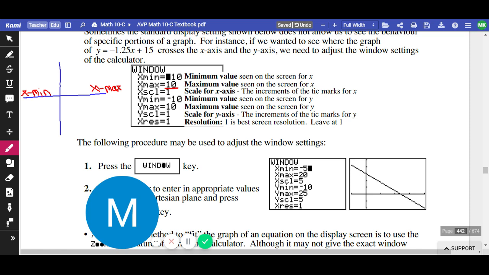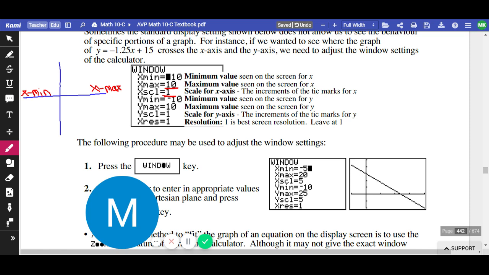Awesome. Your next thing is called X scale. That's just what you're counting by. So you noticed on your graph there's probably little ticks, right? Right now it's a tick every 1. I almost always just leave it at 1 because it really doesn't make much of a difference to us.